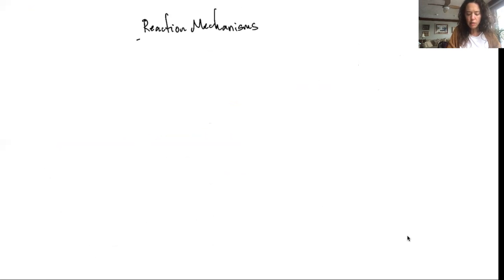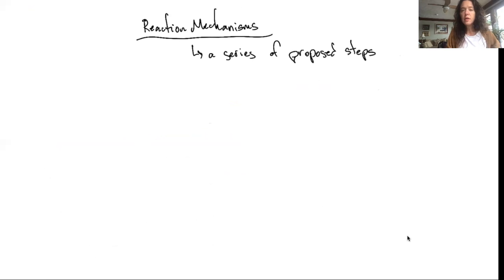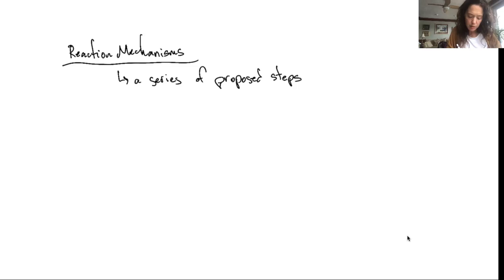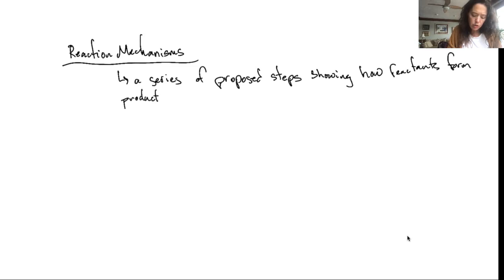What is a reaction mechanism? Well, guys, it is a series of proposed steps showing how we get from reactants to products, showing how reactants form products. You will not have to write a reaction mechanism, but you will have to look at one and determine if it is acceptable or not. And you will have to be able to identify intermediates.